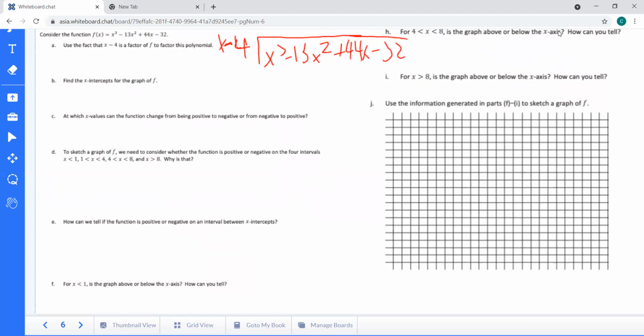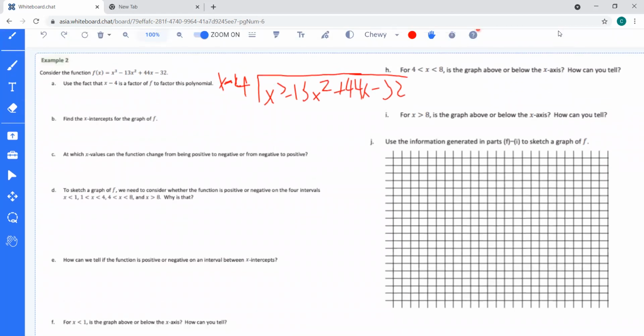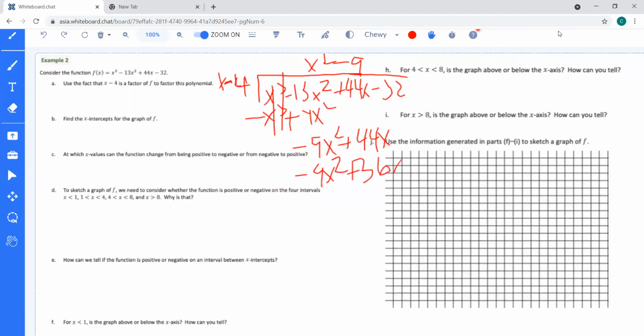Okay, let's scroll back up here. All right, well, we're going to have x squared because we've got to get x cubed. That's going to get us negative 4x squared. Got to negate that, which leaves me with negative 9x squared plus 44x. I need negative 9x. I'm going to say negative 9 gives me negative 9x squared plus 36. Ooh.